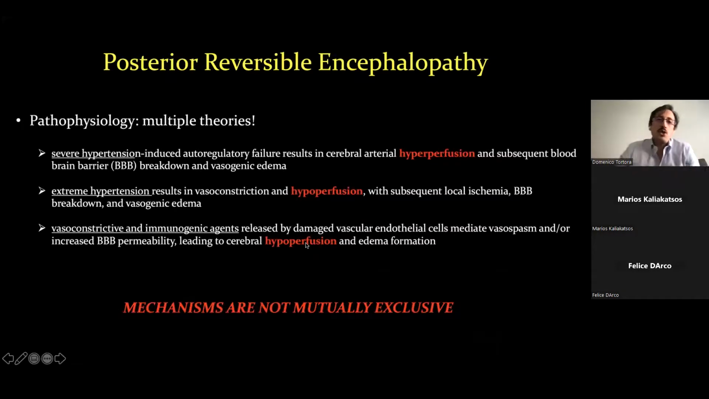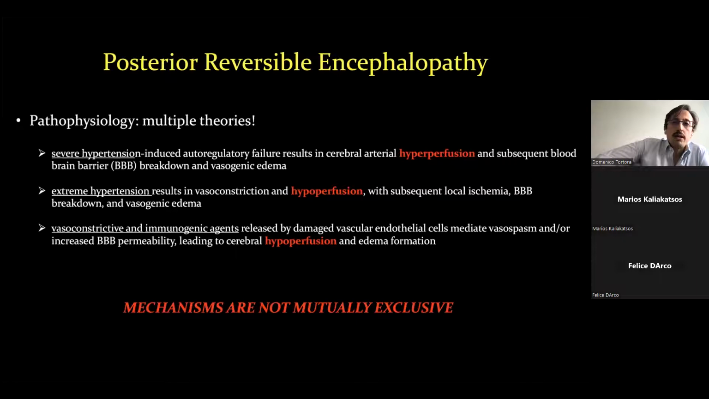The pathophysiology of posterior reversible encephalopathy is not well understood. There are several theories. Basically, there are several triggers for this condition, in particular severe hypertension or the use of drugs. Immunogenic or vasoconstrictive drugs may induce perfusion changes in the brain. The problem is that different patterns of perfusion abnormalities have been described in this group of patients.